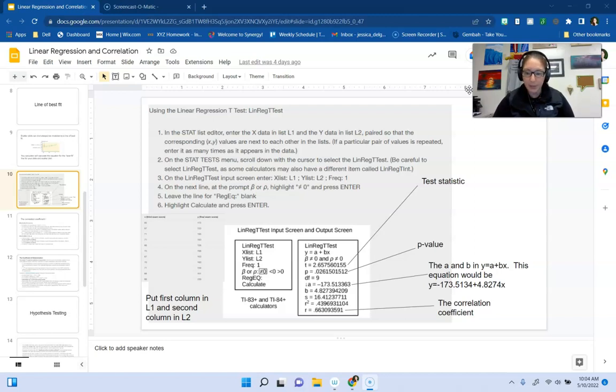Your calculator gives you what a will be, and your calculator gives you what b will be. It also gives you the correlation coefficient. Again, this will be valuable later to us. Okay, so this is how you get the line of best fit from your TI-84 calculator. And with that, we can do a lot of stuff.